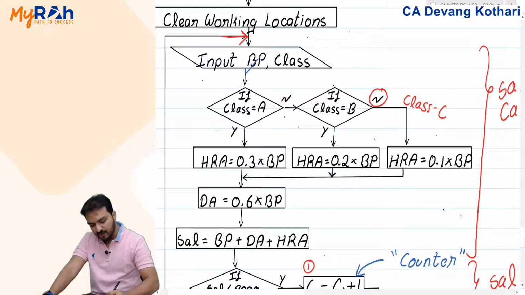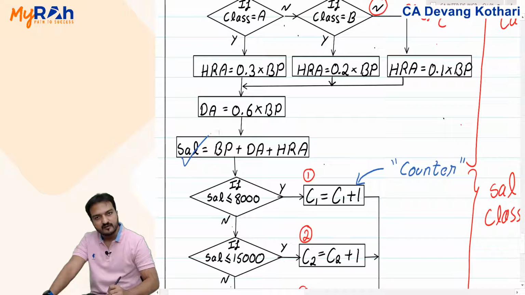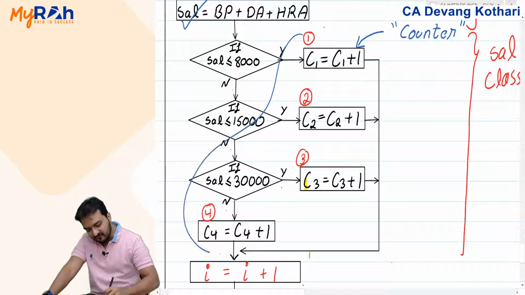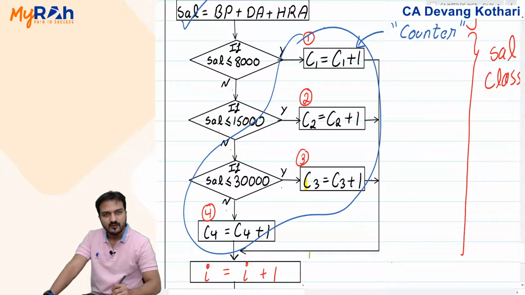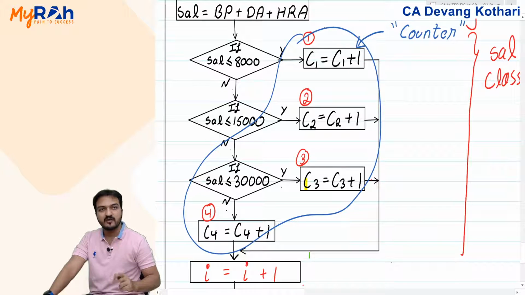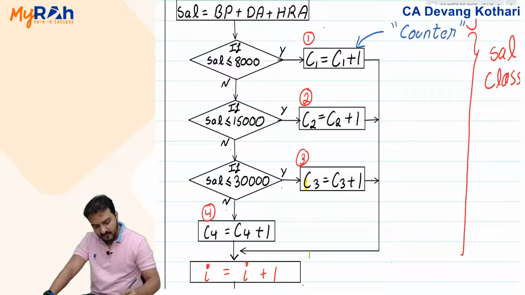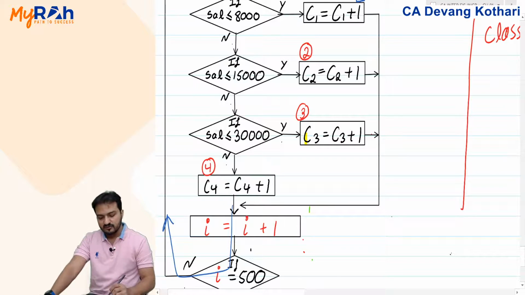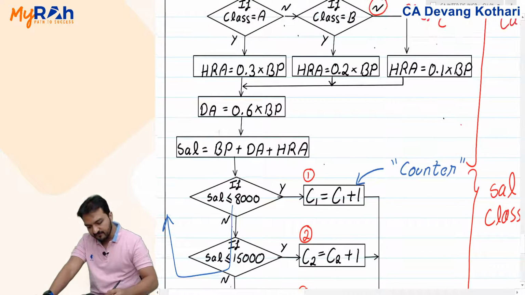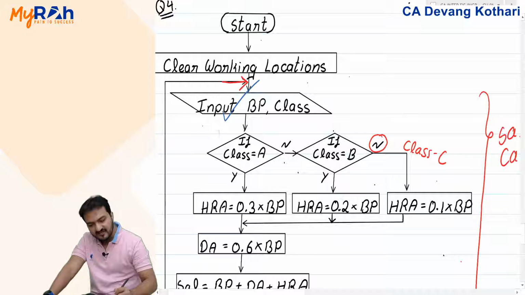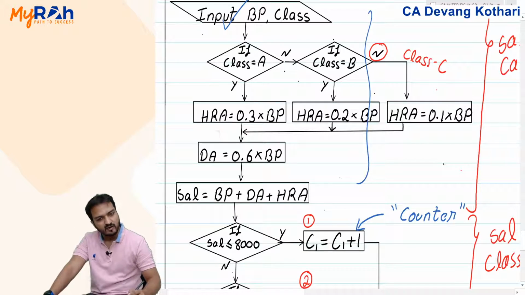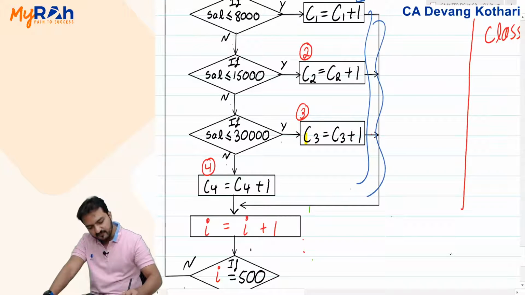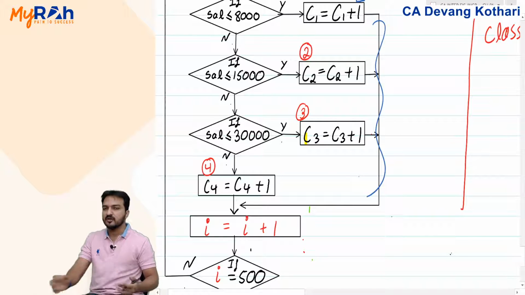That second employee's basic pay and class information is given. Second employee's salary is calculated. Second employee's salary will be classified under any of these counters. It will be counted under one of these counters. After counting it in one of these counters, then again you go to the third employee. How to go to the third employee? Again input basic pay of the third employee, calculate the salary of the third employee, classify the salary of the third employee, then go to the fourth employee.